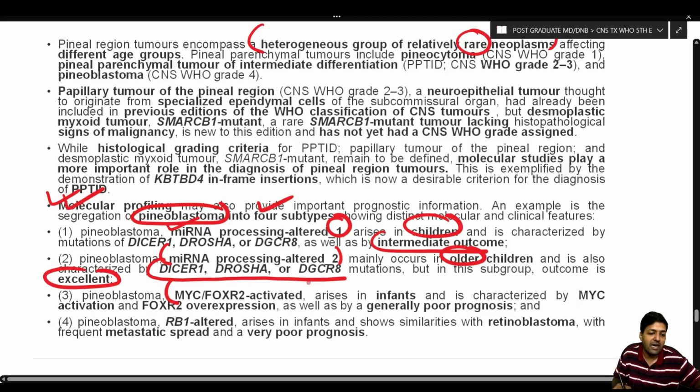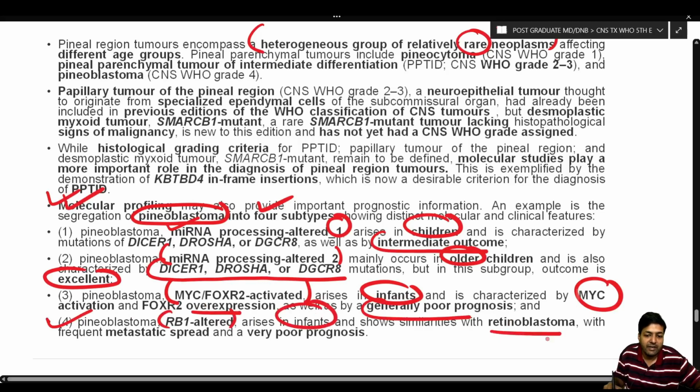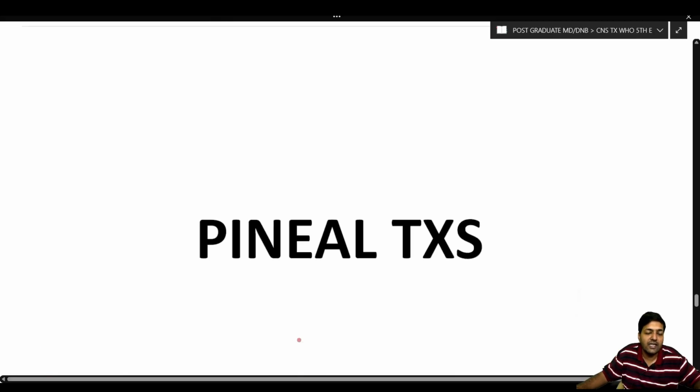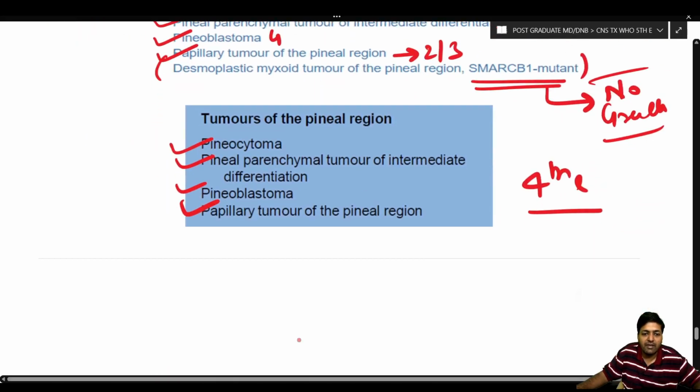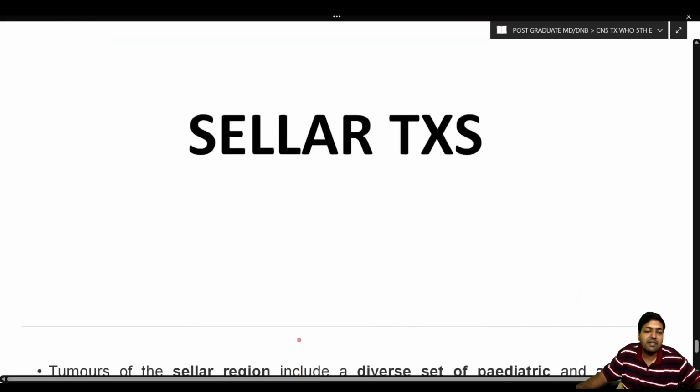Pineoblastoma, MYC FOXR2 activated, arising in infants, is characterized by MYC activation and FOXR2 overexpression, and there is a generally poor prognosis for this. Pineoblastoma, RB1 altered, arising in infants, shows similarity with retinoblastoma with frequent metastatic spread and a very poor prognosis. Okay, so this is all about the changes in the pineal tumors that we have discussed. And lastly, we will see certain changes in the sellar group of tumors.